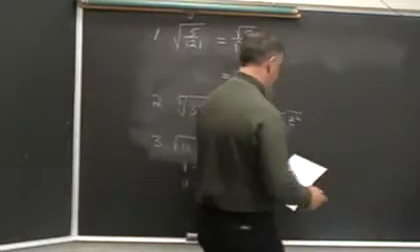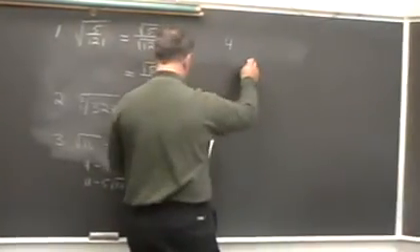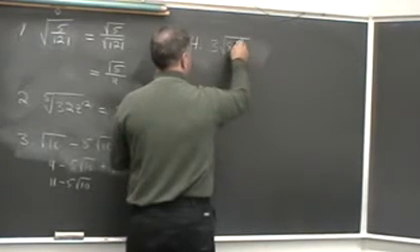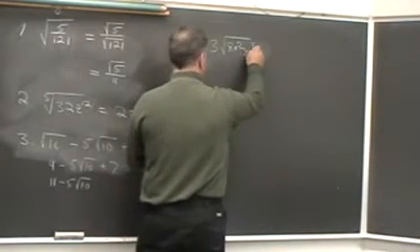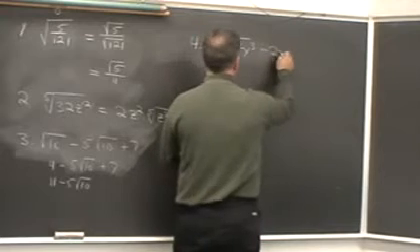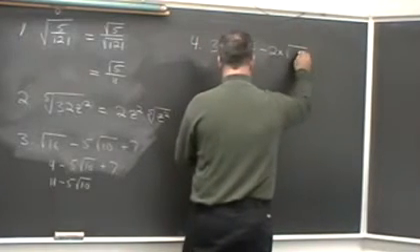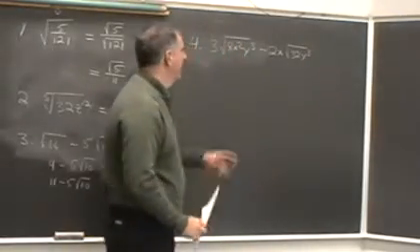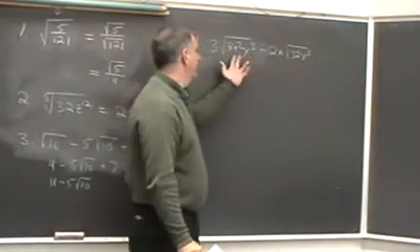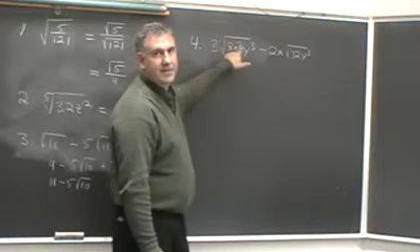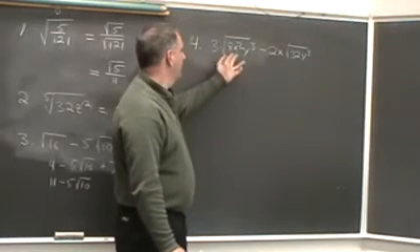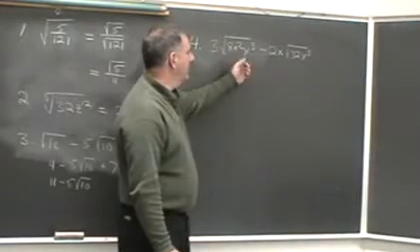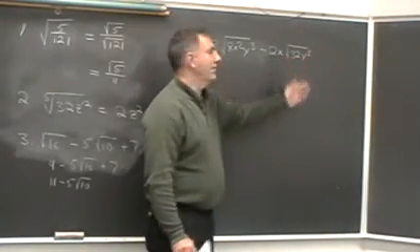For problem number 4, we have 3 square root of 8 x squared y cubed minus 2x square root of 32 y cubed. Now again, we have to have the same radicals here, and we don't have those radicals, and we also have to have the same variables out in front. And so what I'm going to need to do first is break down the 8, the x squared, and the y cubed, and then I'm going to need to do the same thing over here.